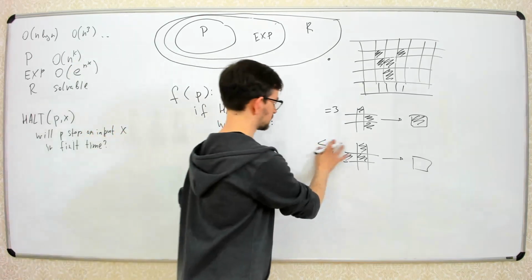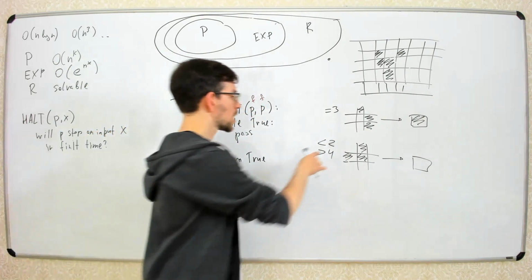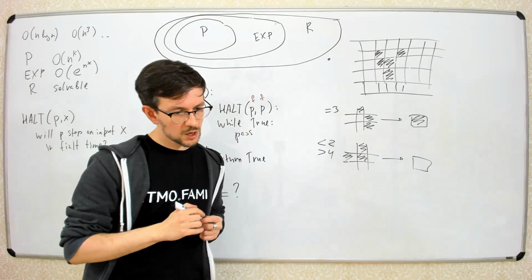Less than 2, right? Less than 2. 2 is okay. Yeah. How do you analyze?